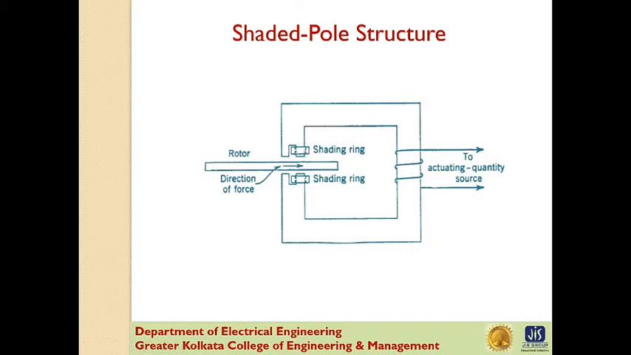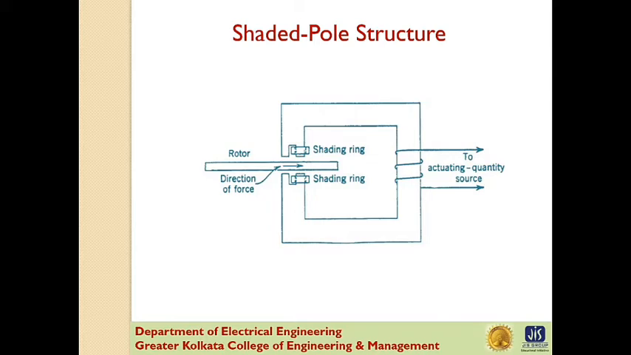The alternating flux phi S in the shaded portion of the poles will, owing to the reaction of the current induced in the ring, lag behind the flux phi U in the unshaded portion by an angle alpha. These two fluxes differing in phase will produce the necessary torque to rotate the disc. As we proved in our previous video, the driving torque T is proportional to phi 1 phi 2 sin alpha, where alpha is the phase difference between the two fluxes.